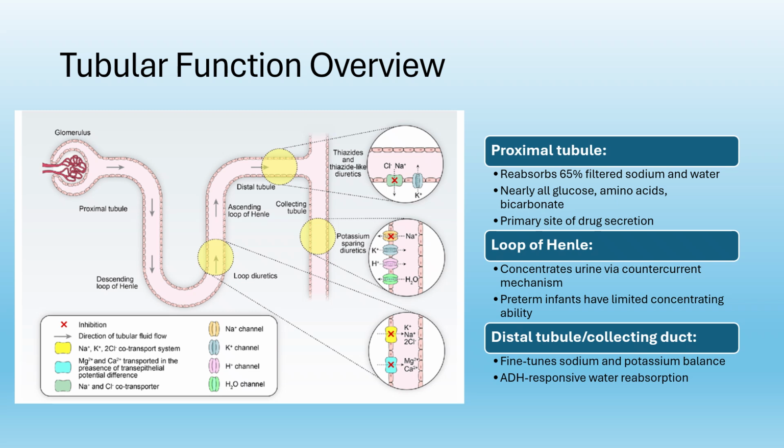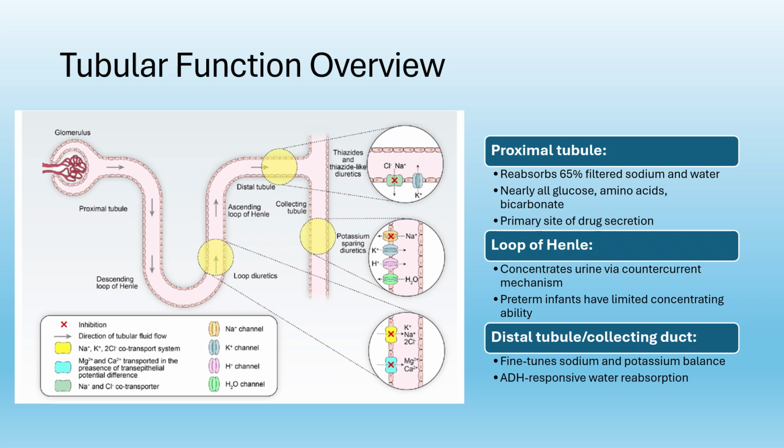But here's what's remarkable. It reabsorbs nearly all filtered glucose, amino acids, and bicarbonate. When we see glucosuria in a neonate with normal blood glucose, we're witnessing proximal tubular dysfunction. This segment also serves as the primary site for drug secretion, which explains why certain medications accumulate when proximal tubular function is impaired. The loop of Henle creates the kidney's concentrating ability through its countercurrent mechanism.